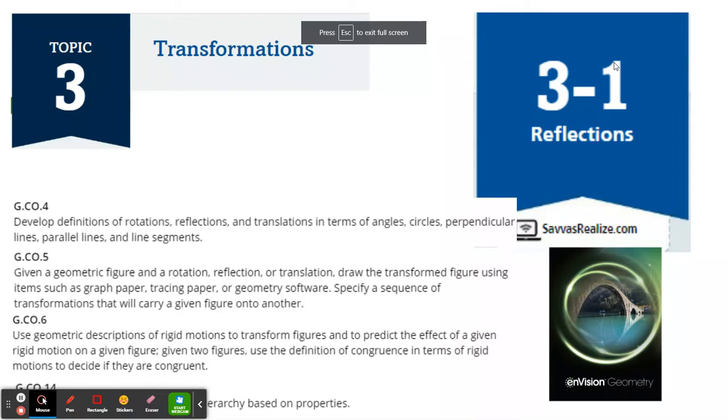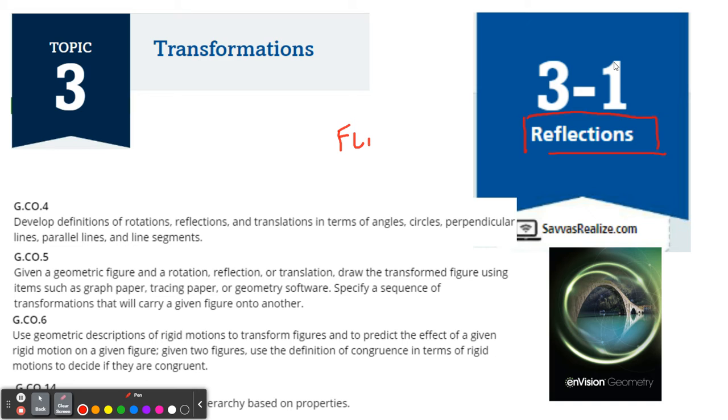Hello, geometry, and welcome to the beginning of topic 3 on transformations. We are going to talk about lesson 3.1 and reflections. Reflection is the geometry word. The layman's term for reflection is a flip. So we're talking about some flips today. We're going to look at these figures and how they flip, some rules and whatnot.